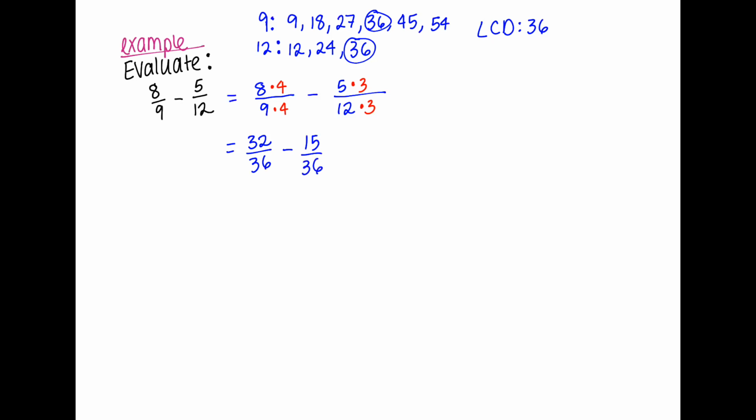is 36. Now that they have the same denominator, I can go ahead and just subtract the tops. So 32 minus 15, all over 36. That's going to give me 17 over 36, and those do not have any common factors, so that's my final answer there.